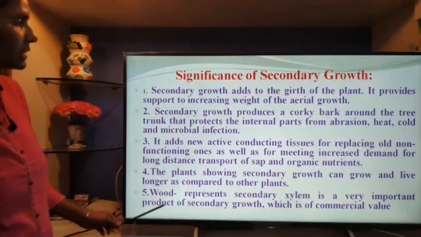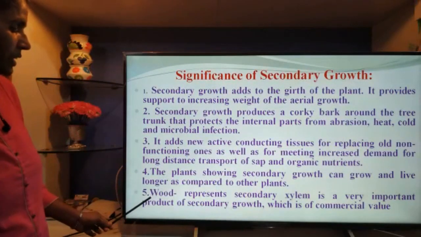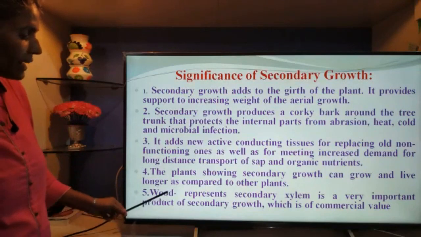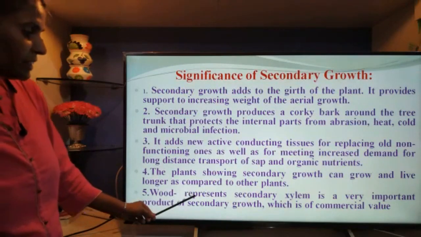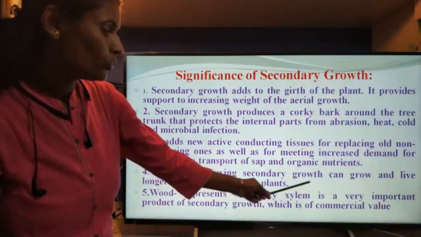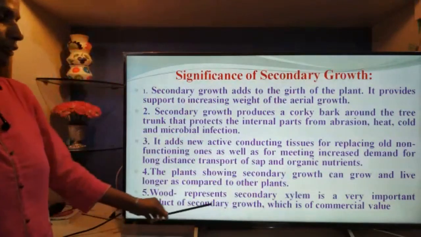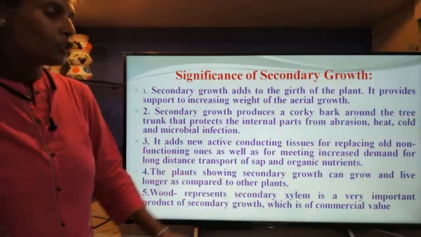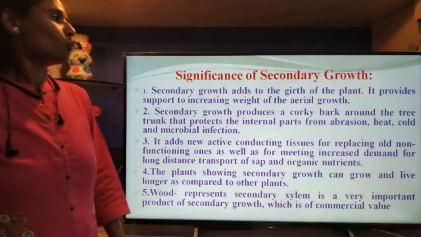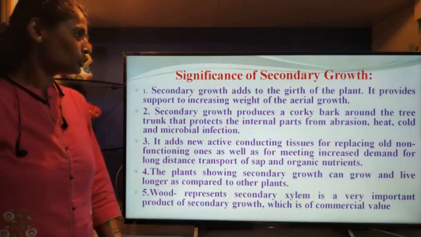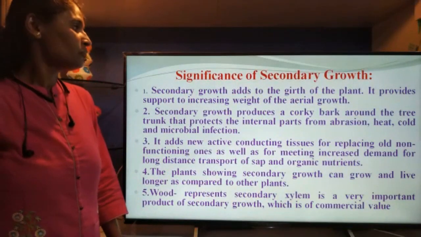The last important point is that secondary growth produces massive wood, which represents the secondary xylem, a very important product of secondary growth which is of commercial value. So with this significance, I am going to complete this topic.